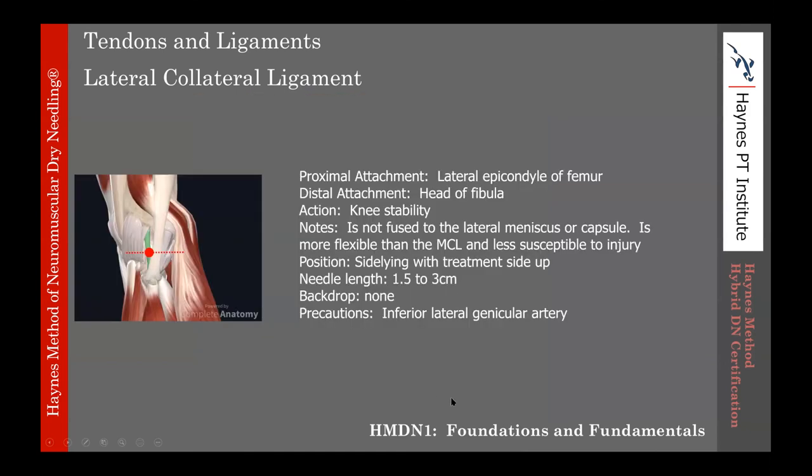Okay, so for the lateral collateral, the proximal attachment, I've done that. Needle length is going to be 1.5 up to 3 centimeters. 3 centimeters is not going to be needed as far as total penetrating depth. A 1.5 to 2 centimeter needle would be more than enough. No backdrop. If you land on backdrop, either superiorly or inferiorly, there's nothing wrong with that. As we go a little bit further, you'll see that we do frequently needle into that soft tissue in the joint line for specific reasons.